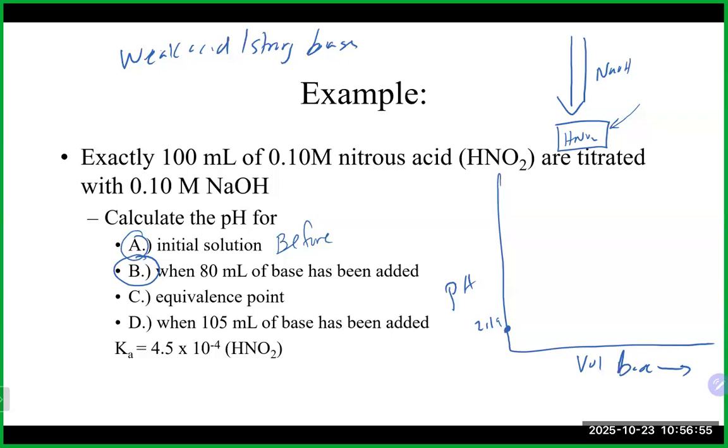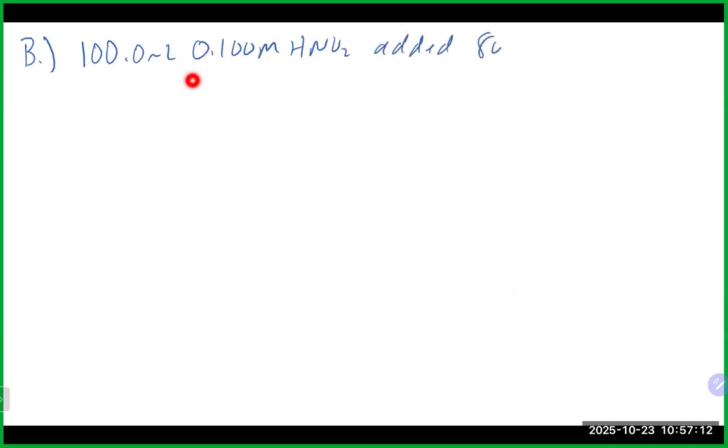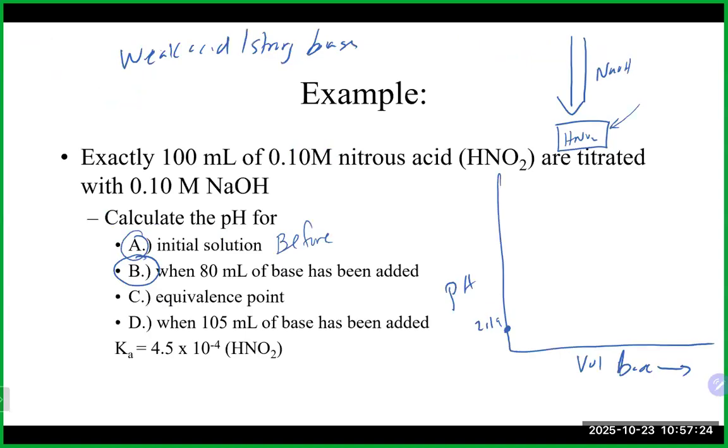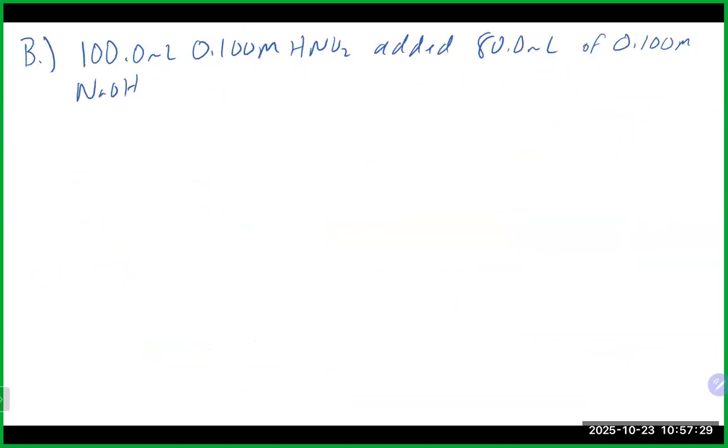So we will get a reaction. So we'll take our 100 milliliters and 80 milliliters and see what happens there. So in this part here, we have 100 milliliters of our 0.1 molar nitrous acid, and we've added 80 milliliters of our 0.1 molar sodium hydroxide, if I got that right, I think. Yep. And we still have the same Ka value, 4.5 times 10 to the minus 4.